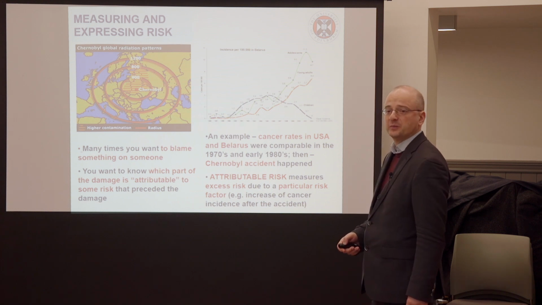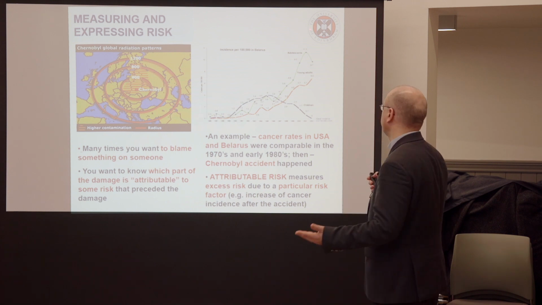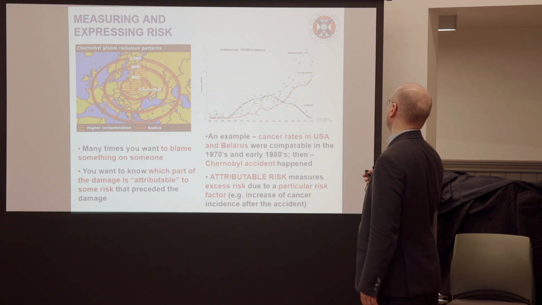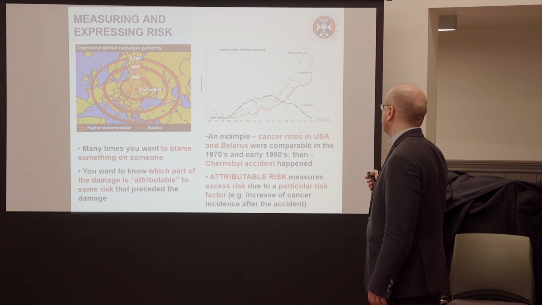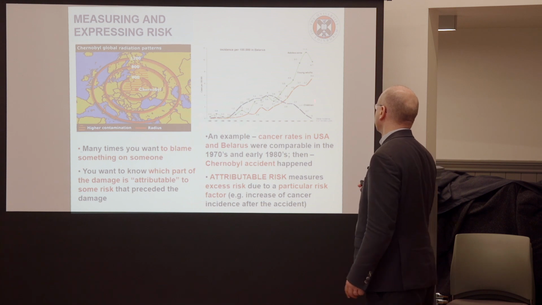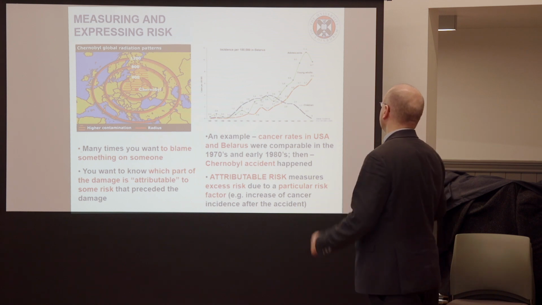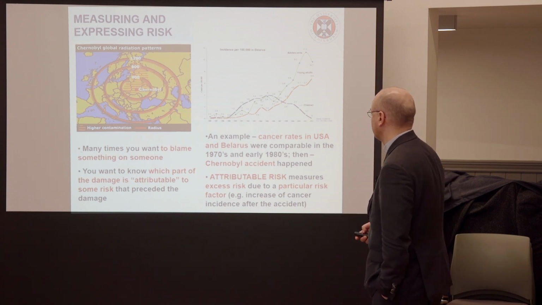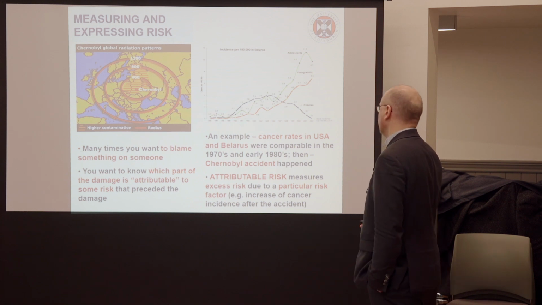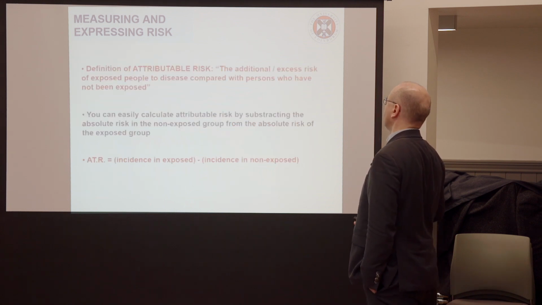11.3. This is 60 times more cancer. And if it's 60 times, 59 out of 60 cases were attributable to this incident. Only one wasn't. And then young adults here, again, 35 times more cancer. 34 out of 35 cases were entirely due to this incident, because nothing else can possibly explain this enormous hike in cancer rates. So now we're talking about attributable risk, which is measuring excess risk that is due to a particular risk factor, like the increase of cancer incidence after this accident.